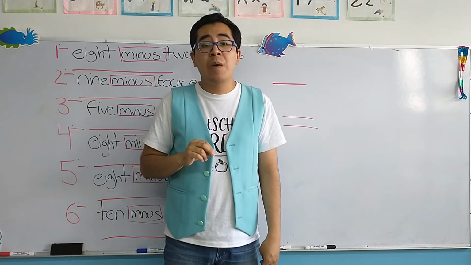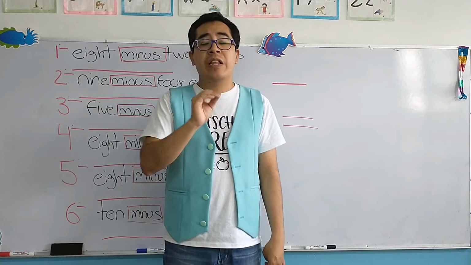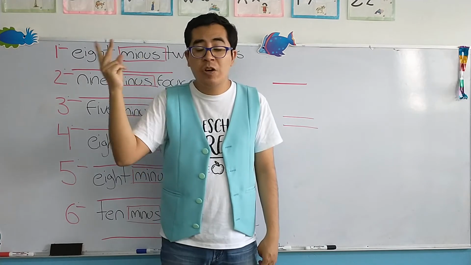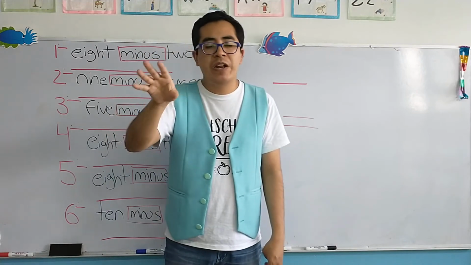The first type of subtractions are the ones that need to be written using the letters, okay? And the second form is, of course, the normal form that we already know.